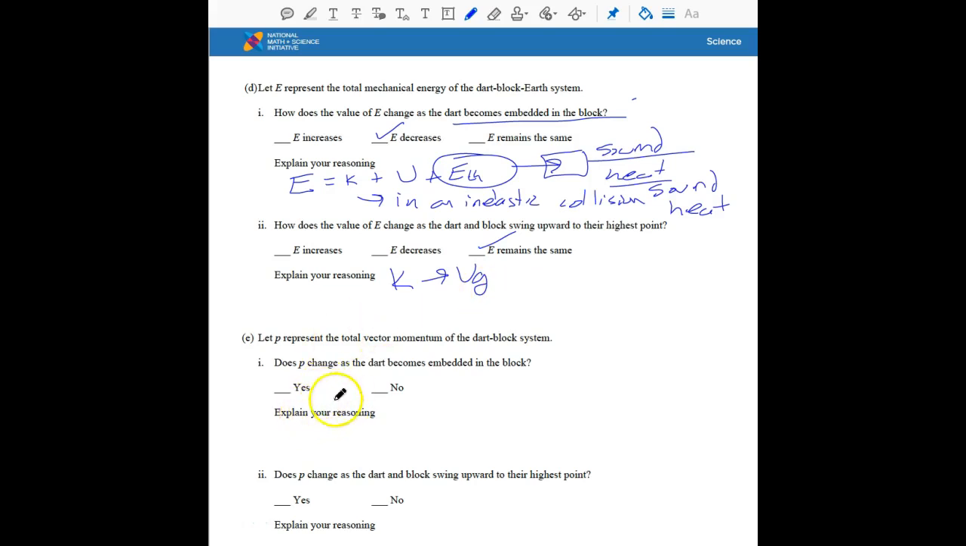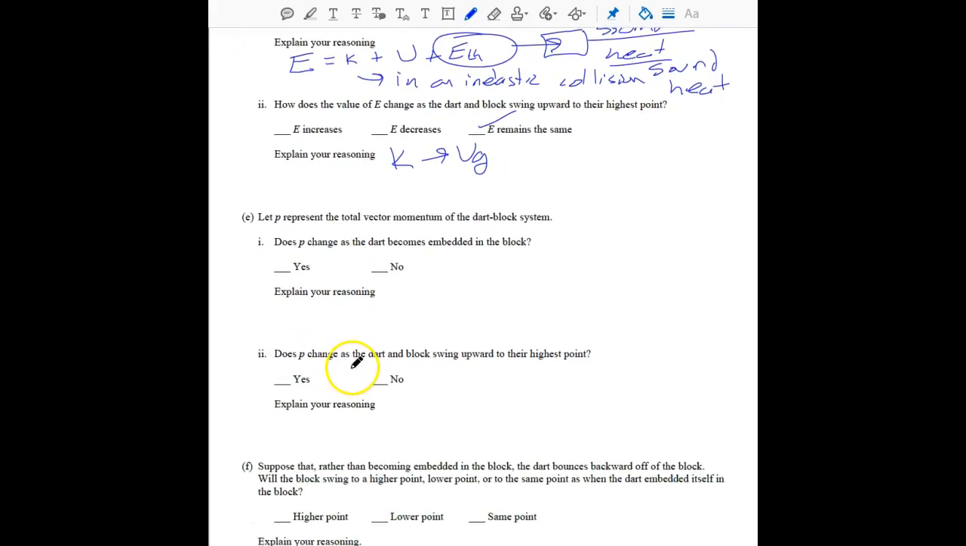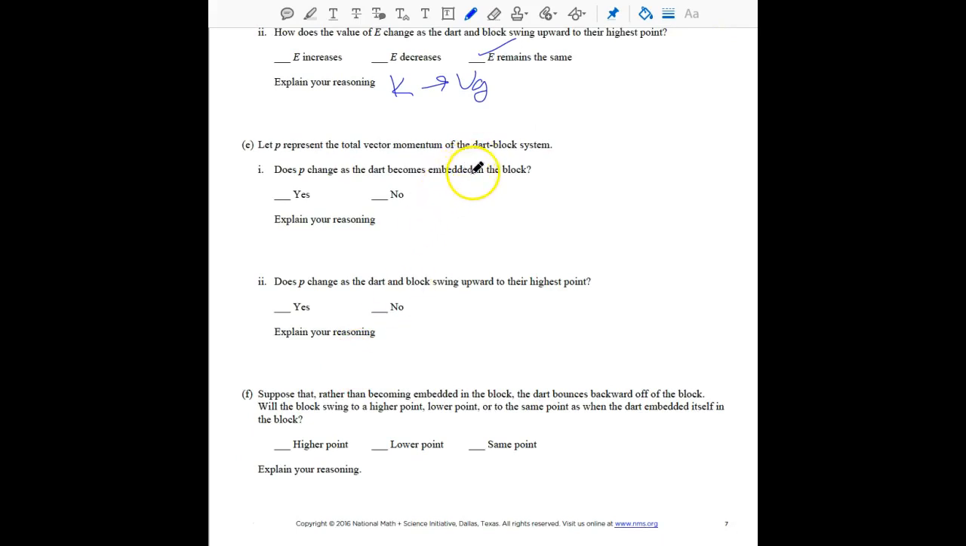For the next part, which is letter E, it says, let P represent the total vector momentum of the dart block system. Does that momentum change as the dart becomes embedded into the block? If you just think about what can be and what cannot be conserved, that momentum does not change. So you're going to need to say no here because either the collision is instantaneous and it takes time to change that system's momentum, or there's no external force.